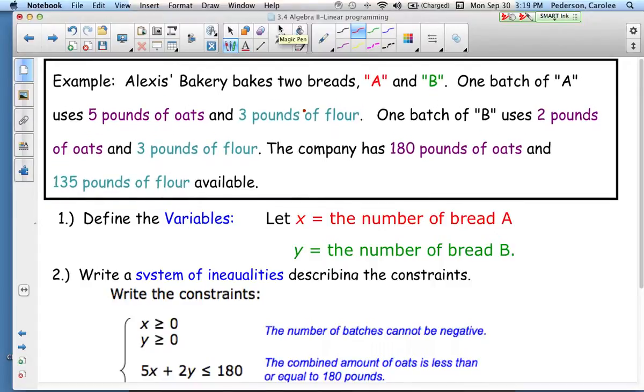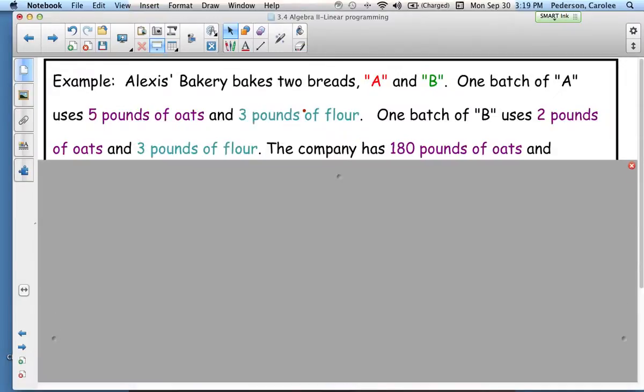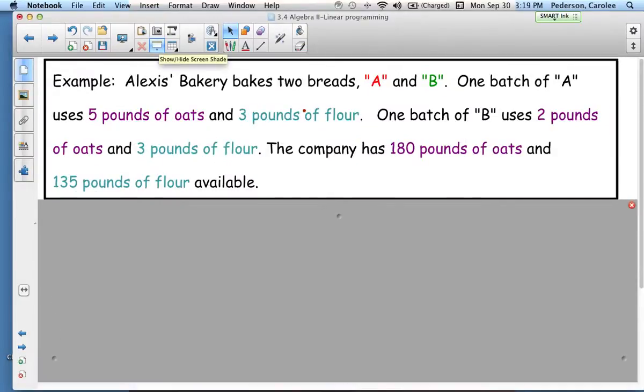This is an example of a linear programming problem. There's a lot of information going on in this video, so I'm going to try to break it down with different colors. So here's what they give you first. They say a bakery has two types of bread, bread A and bread B. Those are going to be what we call our variables.